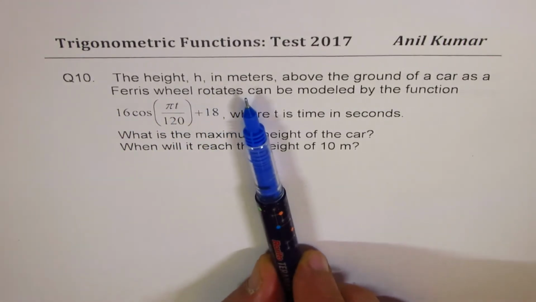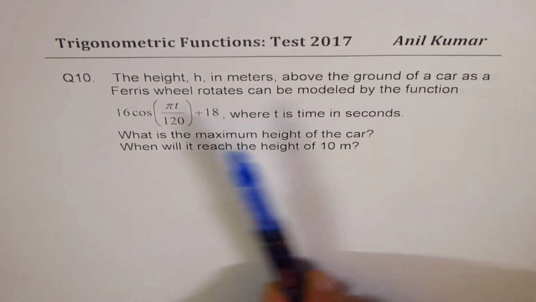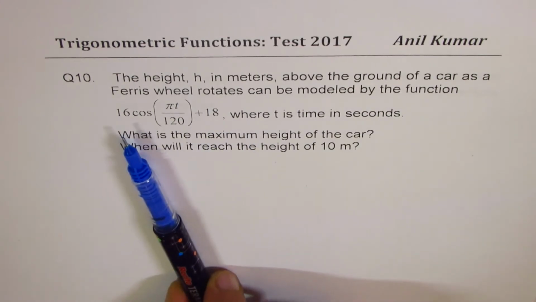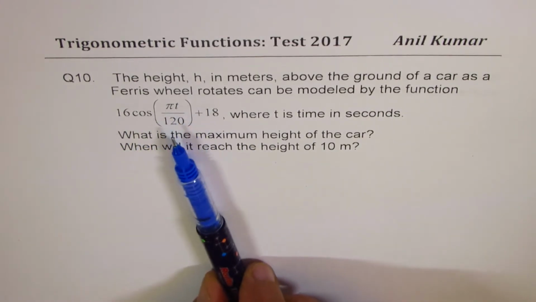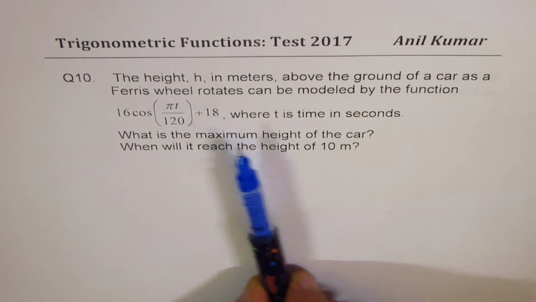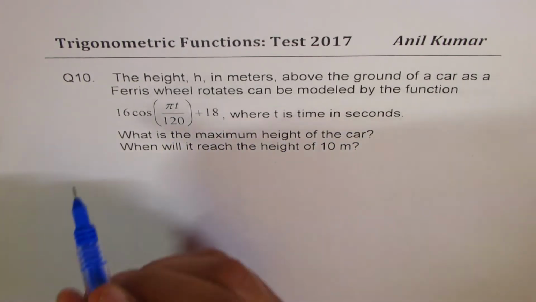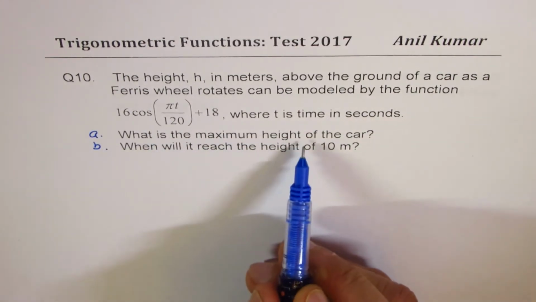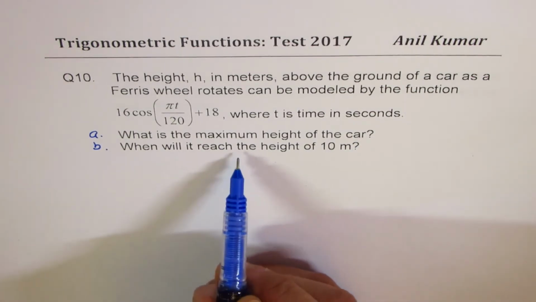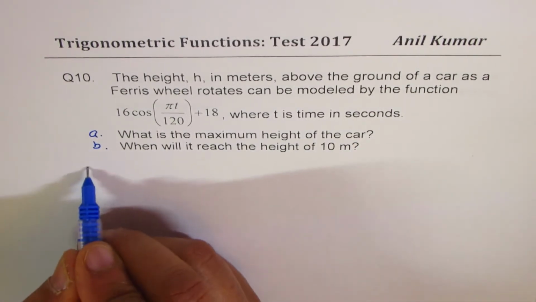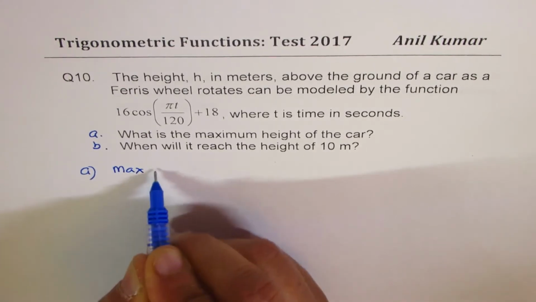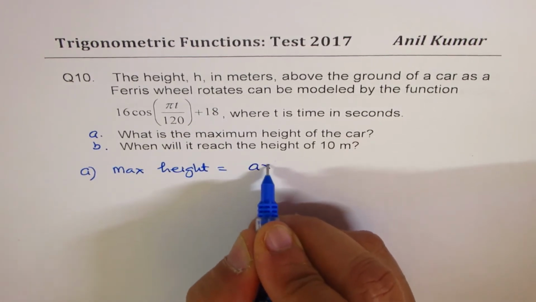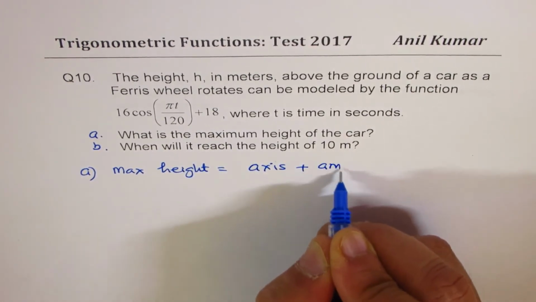Here is question number 10. The height h in meters above the ground for a car as a Ferris wheel rotates can be modeled by the function h equals 16 cos (pi t over 120) plus 18, where t is time in seconds. So we have two parts to this question, A and B. A is what is the maximum height of the car? B is when will it reach the height of 10 meters? So part A, maximum height will be axis plus amplitude. Is it okay?